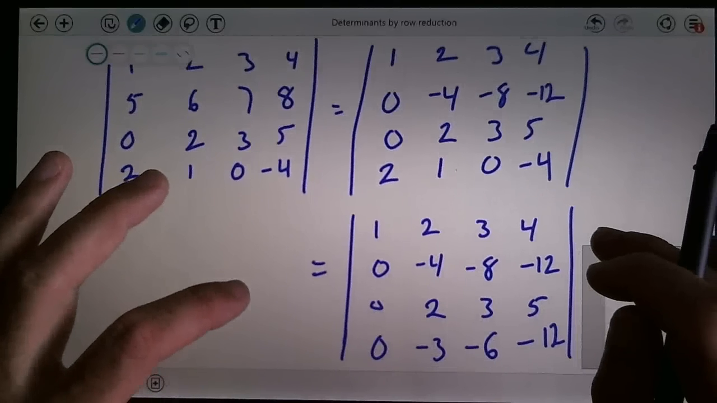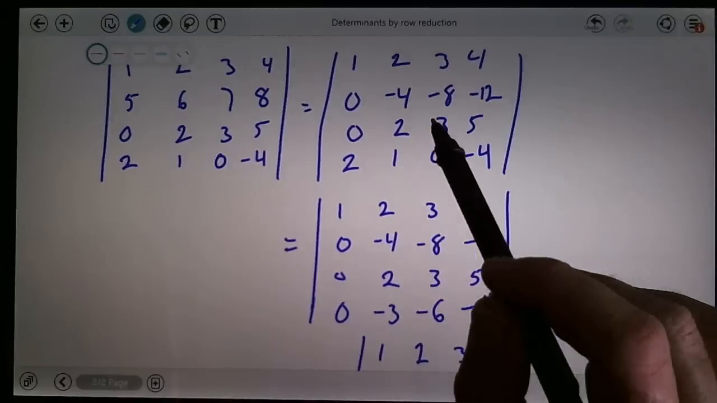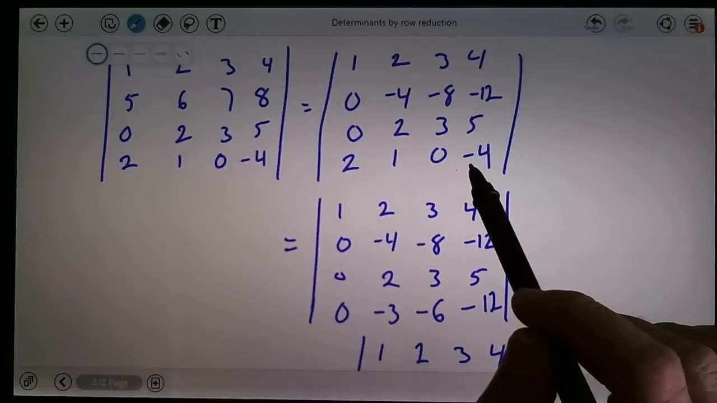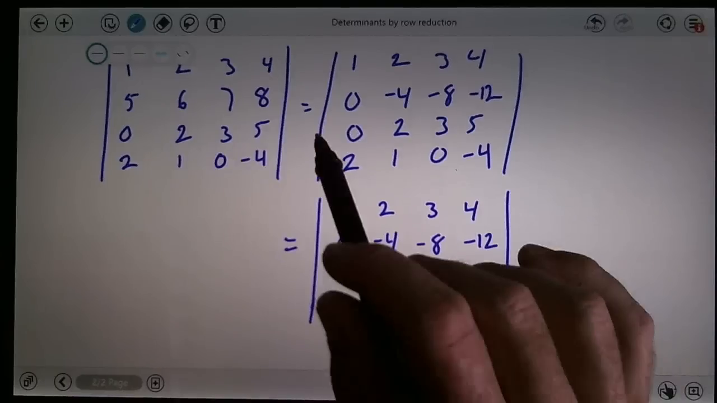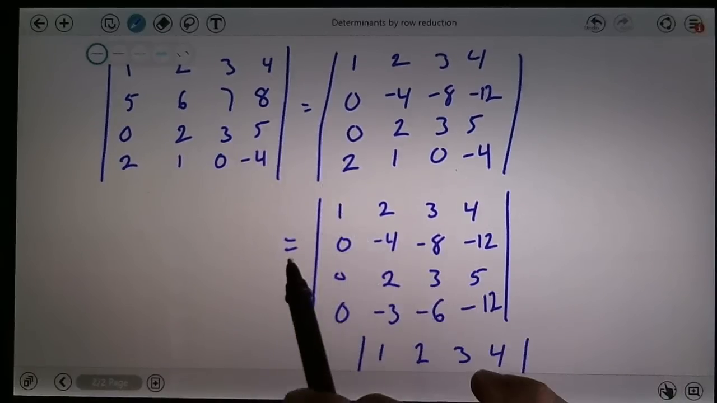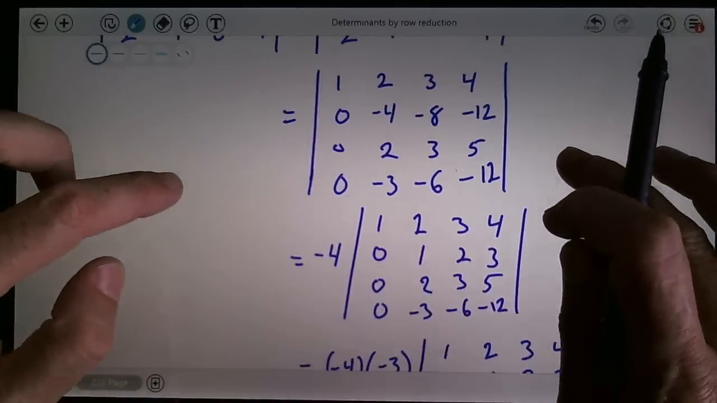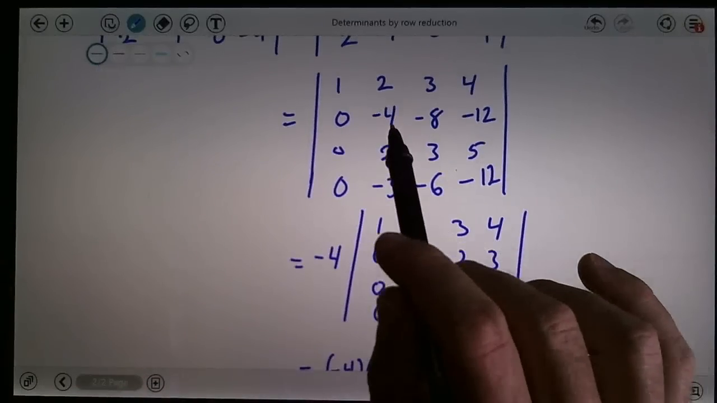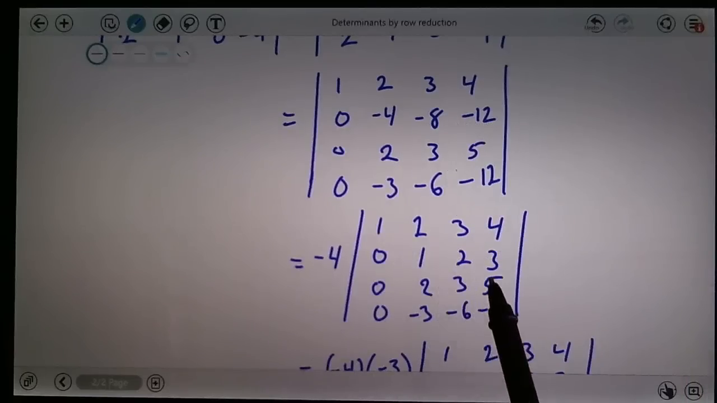The next thing I'm going to do, let me make it a little bit smaller, is replace row 4 by row 4 minus 2 times row 1 to get this. Again, that row operation has no effect on the determinant, and so this determinant is equal to this determinant, equals this one. Okay. Next, I'm going to get a 1 right here by factoring out a negative 4 from that row.